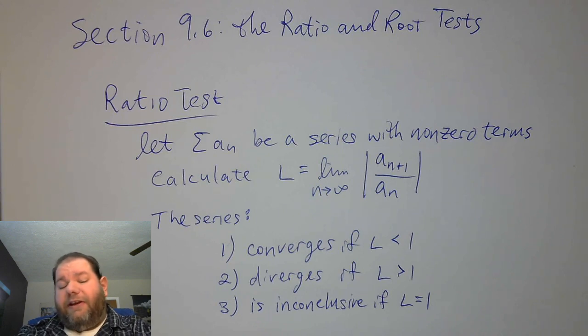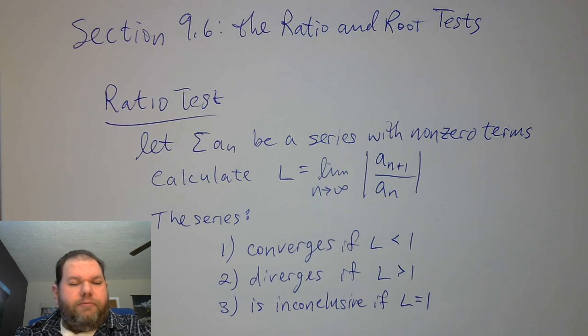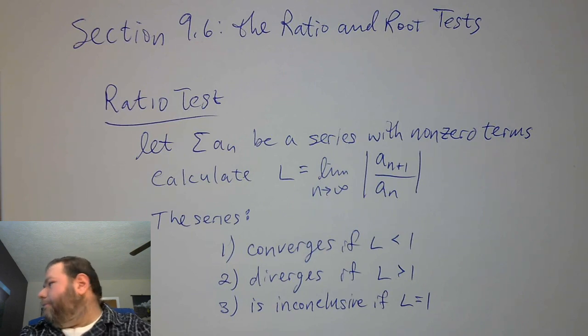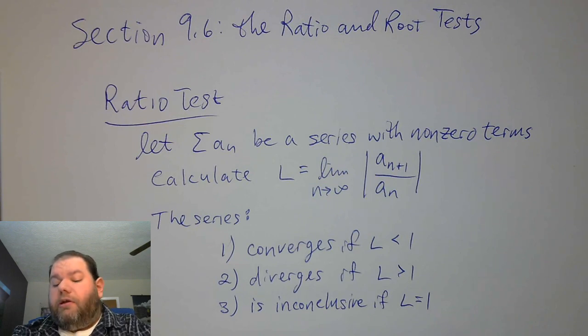Now, when we say it's inconclusive if L is equal to 1, in this section at least, we can stop. But in general, if we're trying to find if a series converges or diverges, that means we'll have to try some other approach if we get a value of 1 for our limit. So it just depends on the series that we're working with.